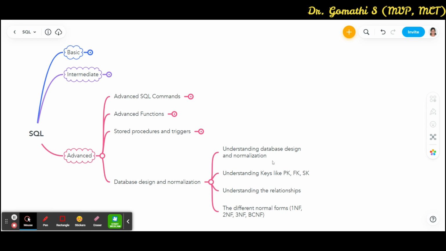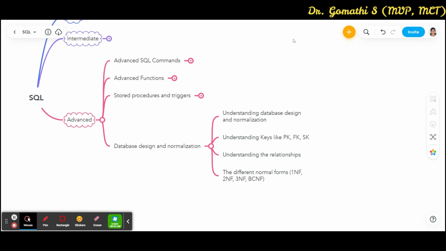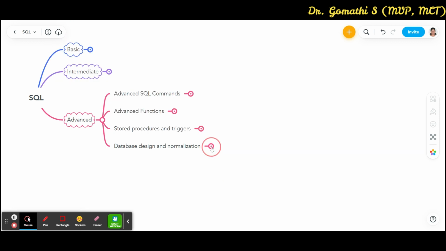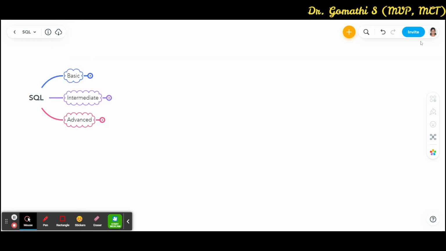Then we should understand the relationships like one to one, one to many, many to one, many to many. If it is many to many, what kind of relationship and what kind of table we have to establish. All these things we have to understand, and the different normal forms: 1NF, how to make your table into 1NF, 2NF, 3NF, 4NF, BCNF, everything. So these are all the topics which I felt are important.